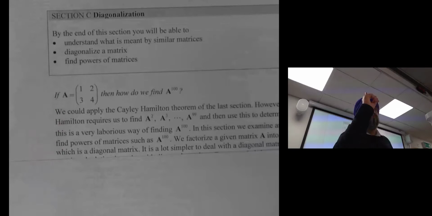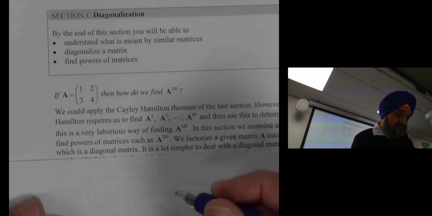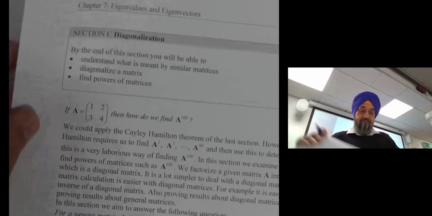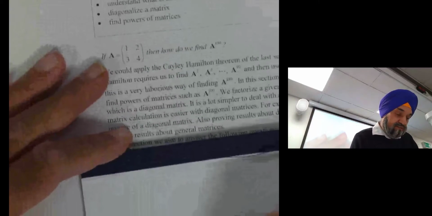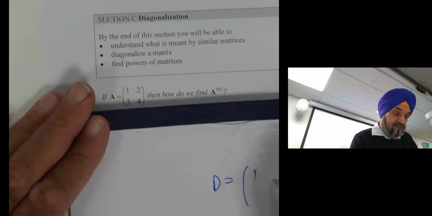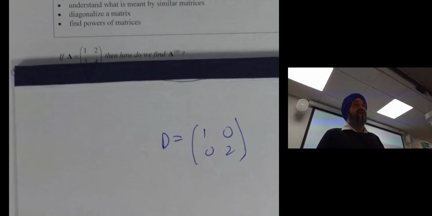Because one of those matrices will be a diagonal matrix. What is a diagonal matrix? Sorry? Yeah, exactly. So a diagonal matrix is something like D. Let's call it D. Hang on, let me write it down. A diagonal matrix is something like D is equal to, I don't know, 1, 0, 0, 2 or something. That's an example of a diagonal matrix, okay?